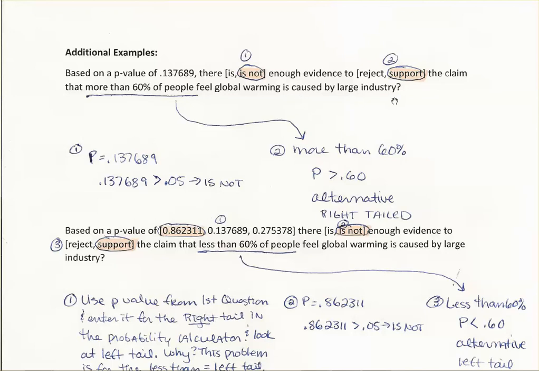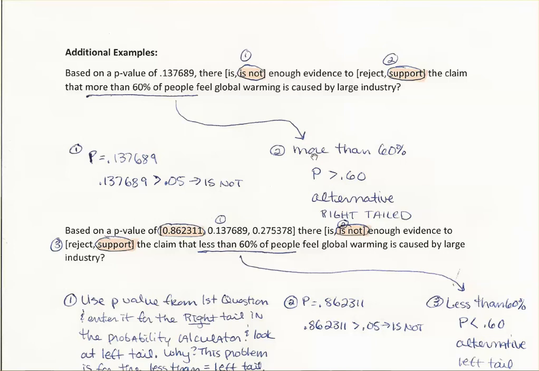All right, so this is the first part. For the "is or is not," if you go back to your notes, the only thing we're looking at is whether this p-value is less than 0.05 or greater than it. It is greater, so this is an "is not." Then when you get to whether you reject or support, that's where you have to look at your claim. So we've got the claim is that more than 60% of people.